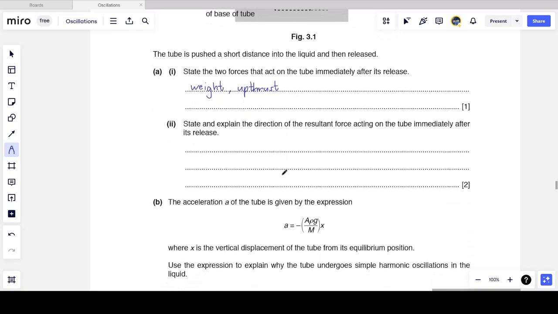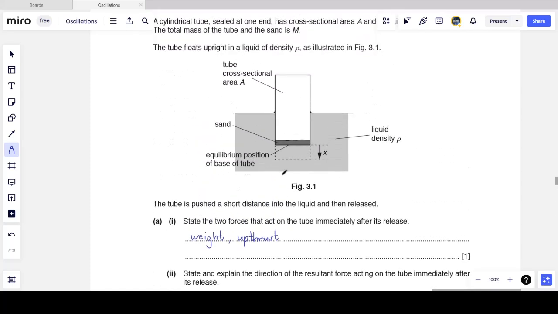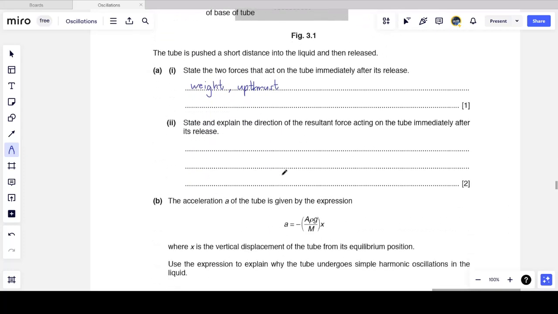We are then told to state and explain the direction of the resultant force acting on the tube immediately after it's released. Remember, after the tube is displaced downward, the tendency of the tube is to bounce upward. And so if it's moving upward, the resultant force must be pointing upward. Acceleration is acting upward. So the upward pointing force must be greater.